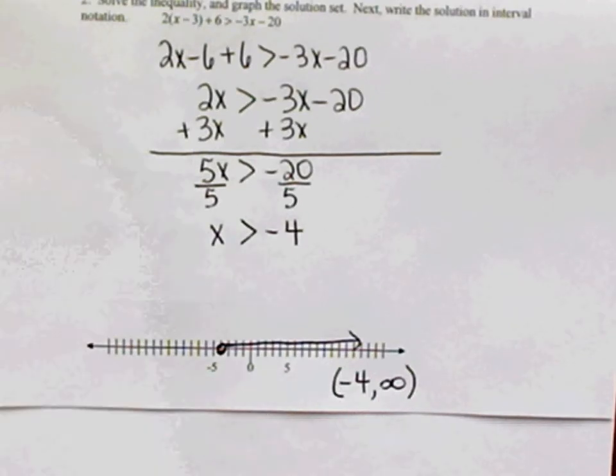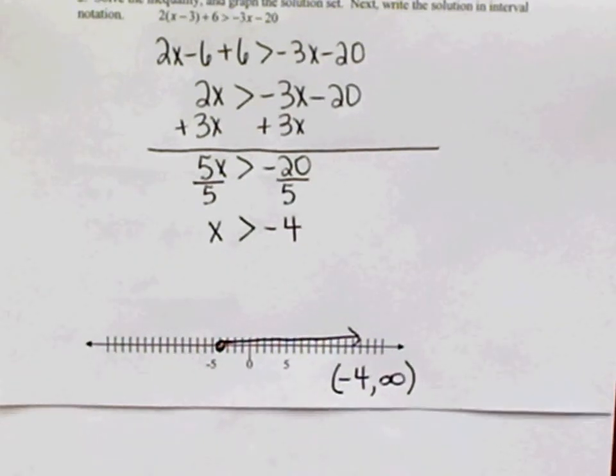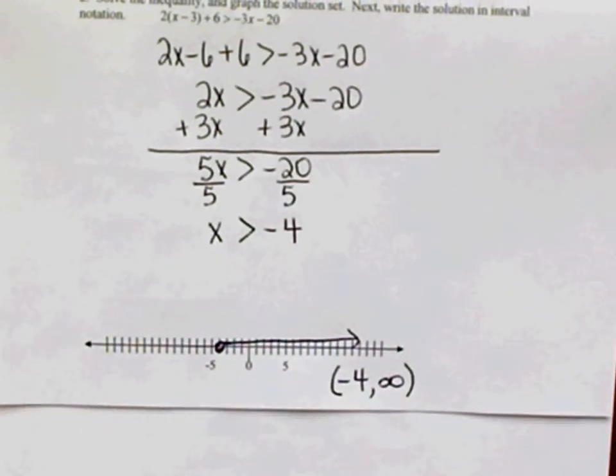Just to reiterate, we're not writing it as an "and" or an "or" problem because we do not have absolute value. So I only need to work the problem that's listed. So we're looking for numbers greater than a negative 4. Alright, so that's problem 2. Let's go ahead and move on to problem 3.